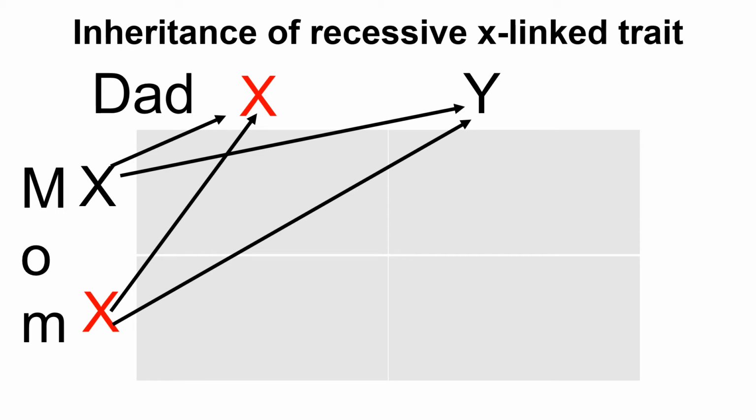Again, basically what we do is we multiply the genotypes of the mom and the genotypes of the dad. So I'm putting the genotypes of the dad on the top and the genotypes of the mom on one side.